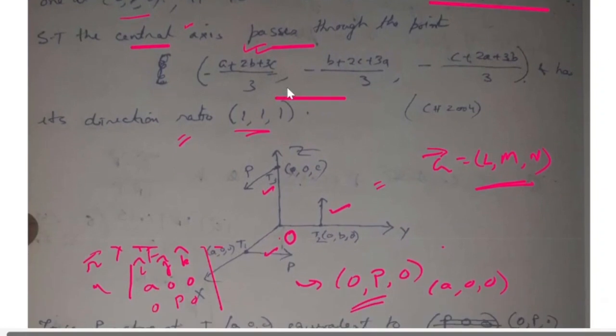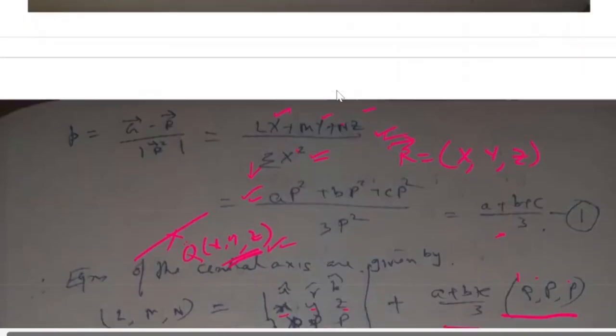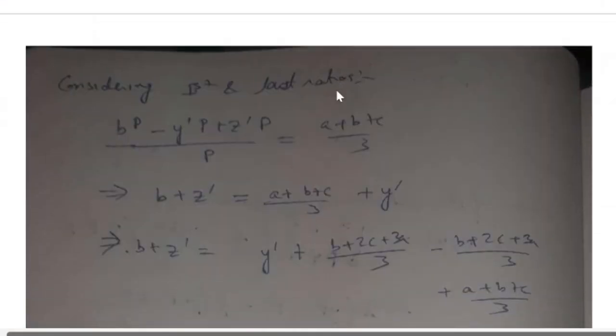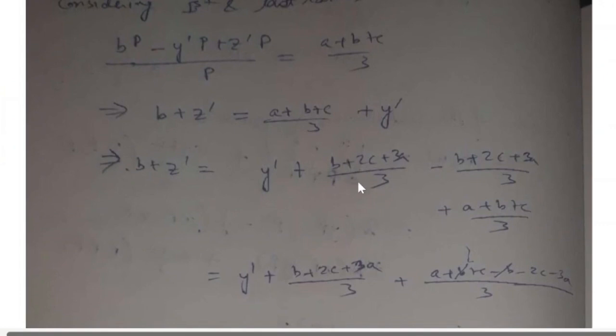Okay, just look at the point. This is the point. So what is the component of y for this point? Minus 1 by 3 (b plus 2c plus 3a). Let me see, minus b plus 2c plus 3a. Yeah, see. So this quantity I am adding once and then subtracting it because it remains unchanged.